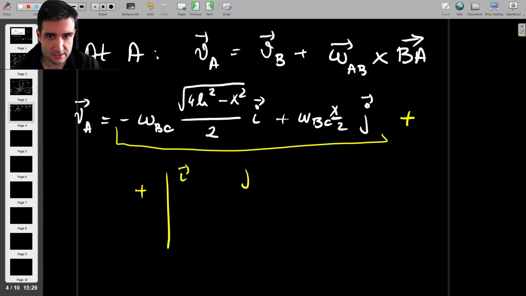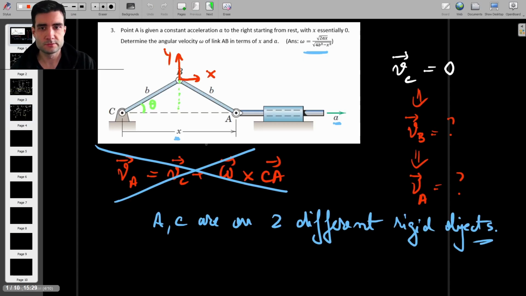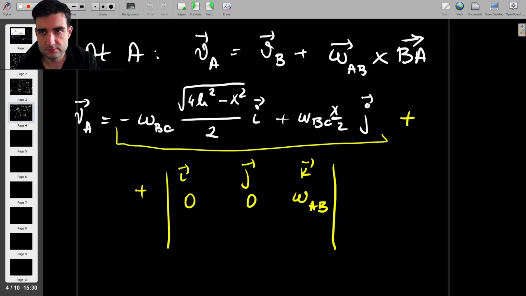So that's going to be i, j, and k. Omega AB only has a z component. So that's omega AB. And BA is basically this, right? Now, this angle is the same as the angle theta here because this is an isosceles triangle, which means that the x coordinate of A with respect to B is going to be x over 2. So this is x over 2.